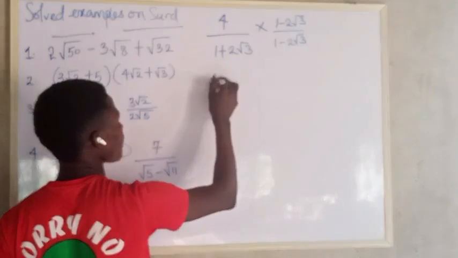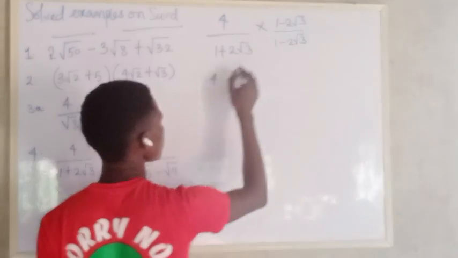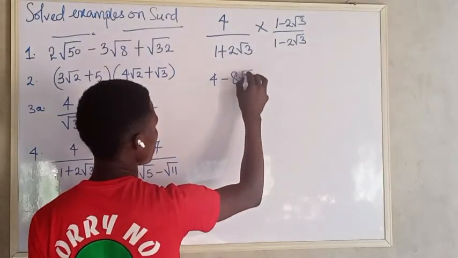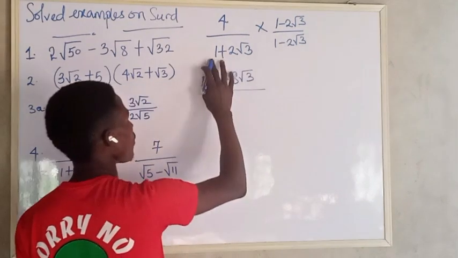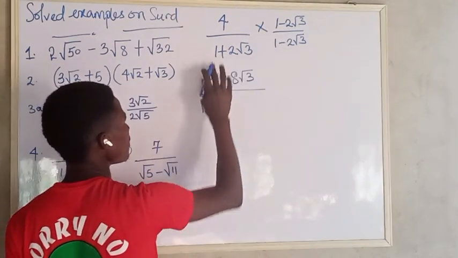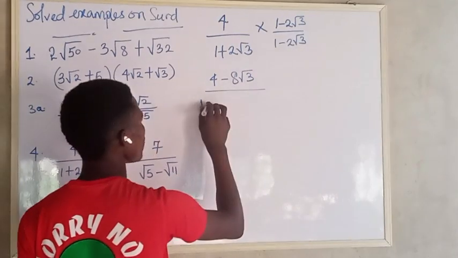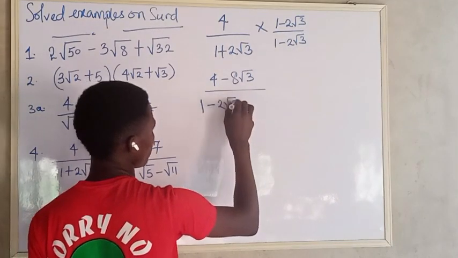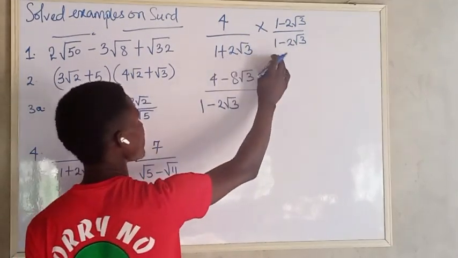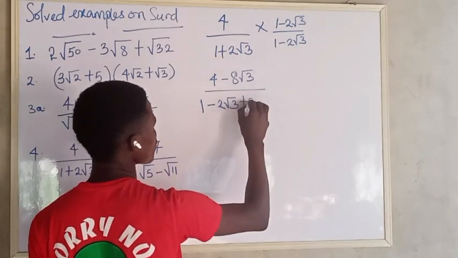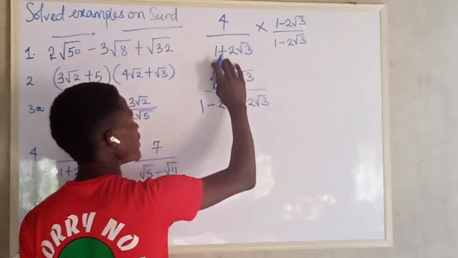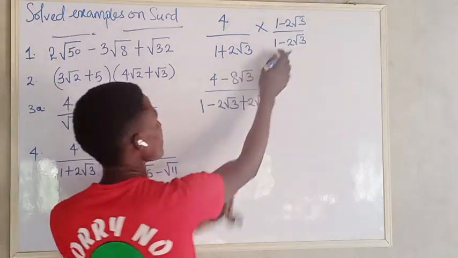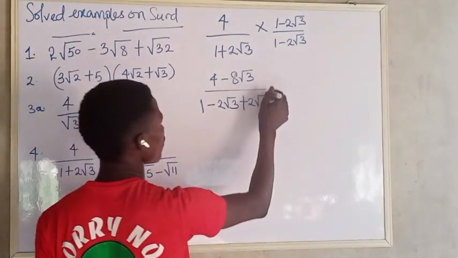Alright? So, 4 times 1 will give you what? 4. 4 times 2 root 3 will give you what? Minus 8 root 3. Alright? 1 times 1 will give me 1. 1 times minus 2 root 3 will give me what? Minus 2 root 3. Now, plus 2 root 3 times 1 will give me what? Plus 2 root 3.